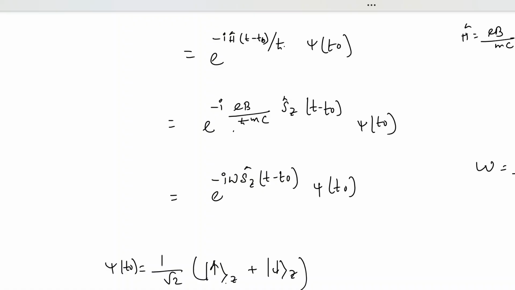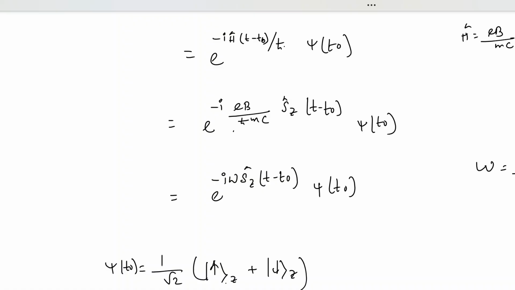So from here you can say that the up state is an eigenstate of sz with the eigenvalue of plus half. So the sz operator acting on this state gives plus half times the same state back, but when sz operates on the other state, which is also an eigenstate but with an eigenvalue of minus half, so when the operator in the power operates like that, you have minus i omega into plus half (t minus t naught), again the up state, plus e to the power of minus i omega.